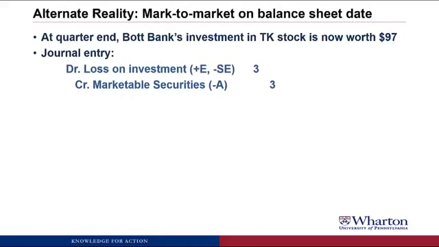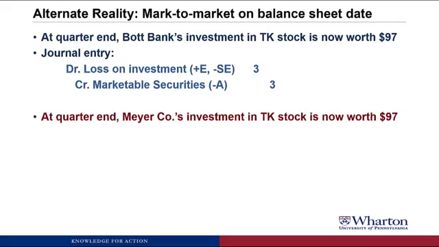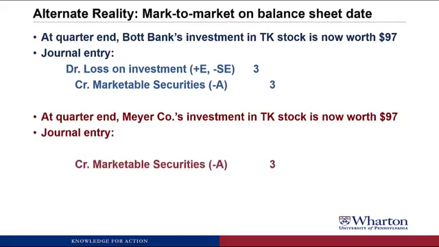So the debit here is going to be a loss on investment, which will show up on the income statement. That's the plus E, and then eventually works its way to stockholders' equity through retained earnings. So under the trading securities method, we book this loss on the income statement. Meyer has the same investment, also drops to 97. They also do the credit to marketable securities to mark the balance sheet to the market value, go from 100 down to 97. But remember, under AFS, their unrealized loss is going to go into AOCI.